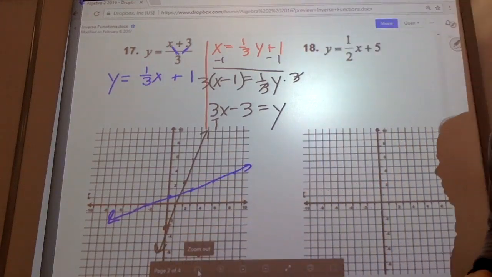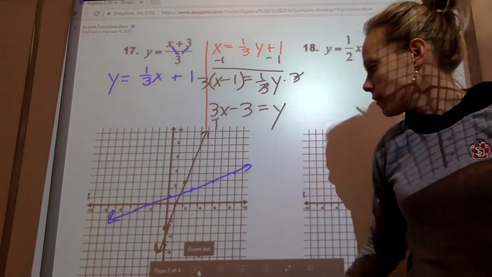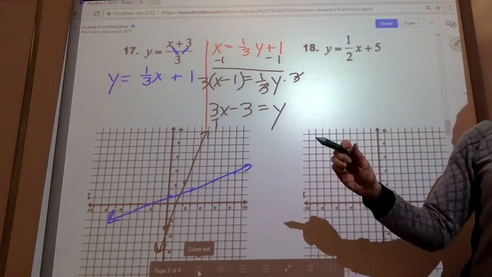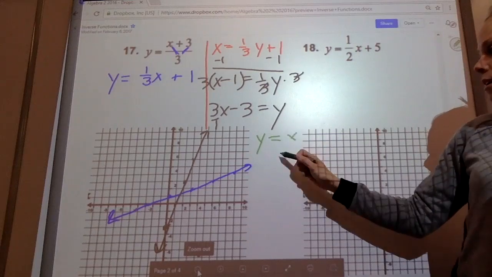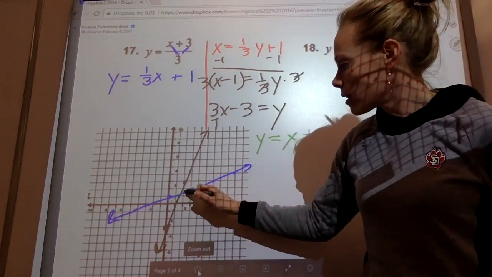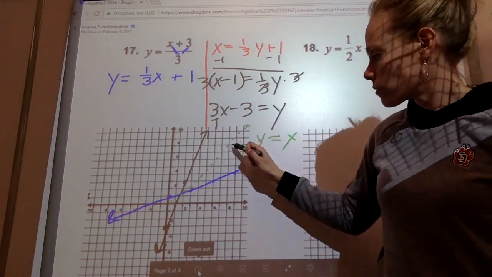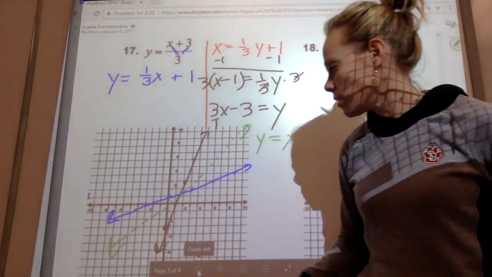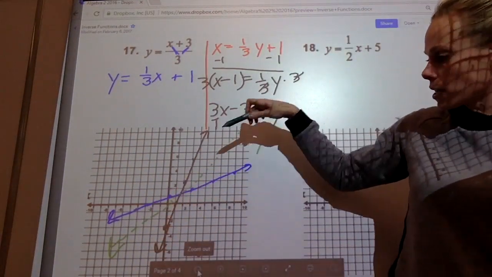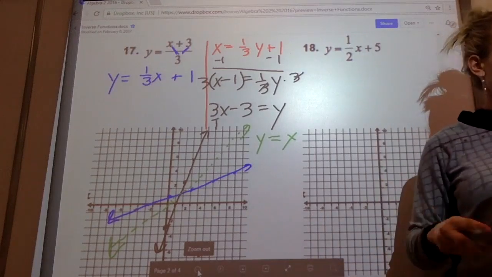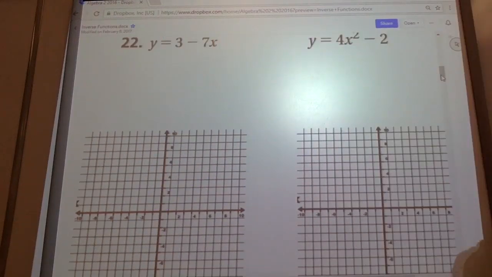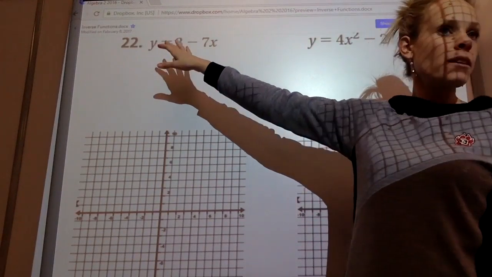So something to notice here is that if you did sketch in that y equals x line, you should notice that that line was a reflection over that. So that's one way to check yourself: if you put in the y equals x line, it's a reflection over that. Again, you're going to graph the original function and then the inverse function.